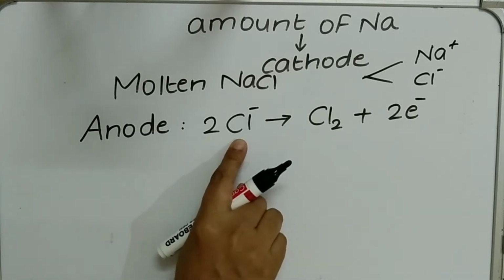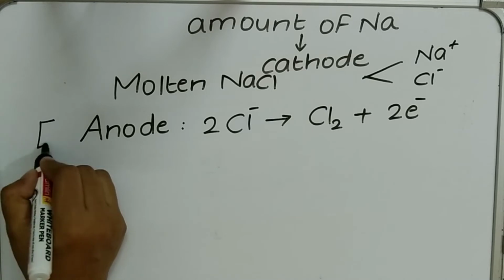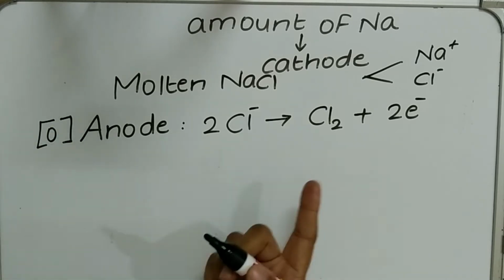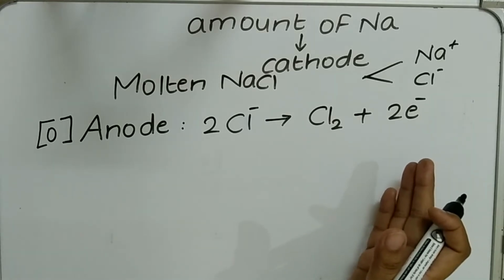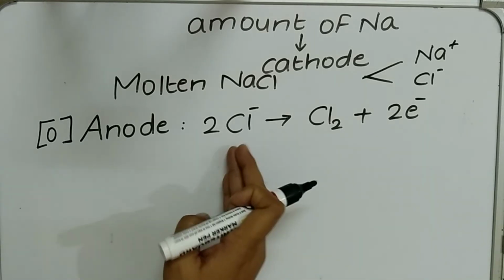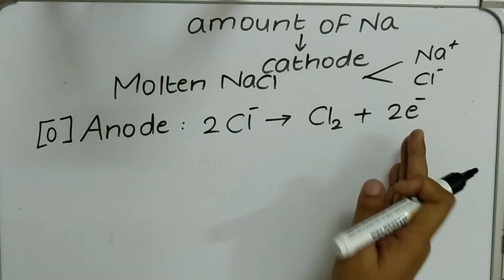Now anode means what? Oxidation takes place. That is loss of electrons. Loss of electrons, we write it on the right hand side. Right. So Cl minus will lose.